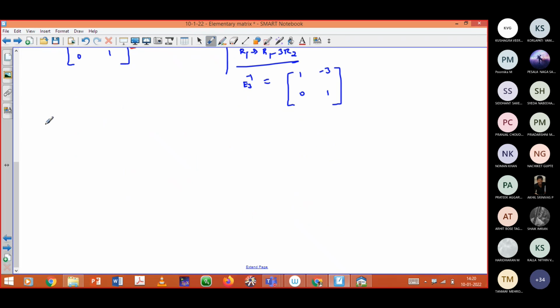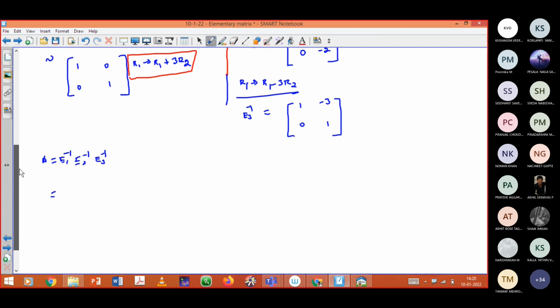So now, as per the concept of elementary matrix, there is one theorem given. If you refer to that, the product of elementary matrices will be equal to the given matrix A. So A equals E1 inverse, E2 inverse, E3 inverse. So let us check whether it will be equal to that.